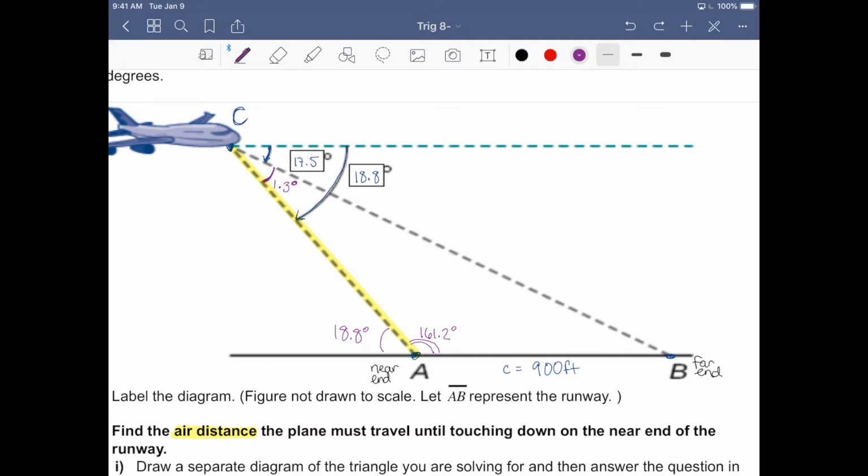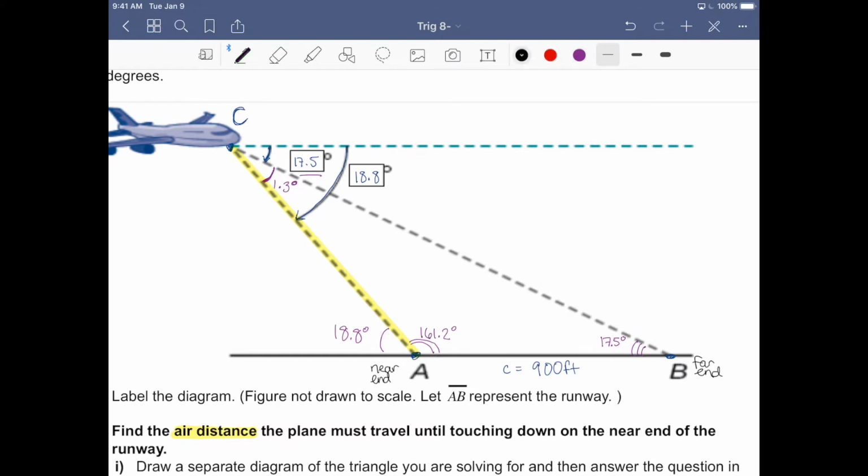All right, and now if I use the triangle sum theorem for this obtuse triangle here, 180 minus 1.3 minus 161.2 will give me this angle down here of 17.5. And look, I could have also used alternate interior angles to figure this one out because it is another transversal, and if this is 17.5 degrees, then this other angle down here has to be 17.5 degrees.